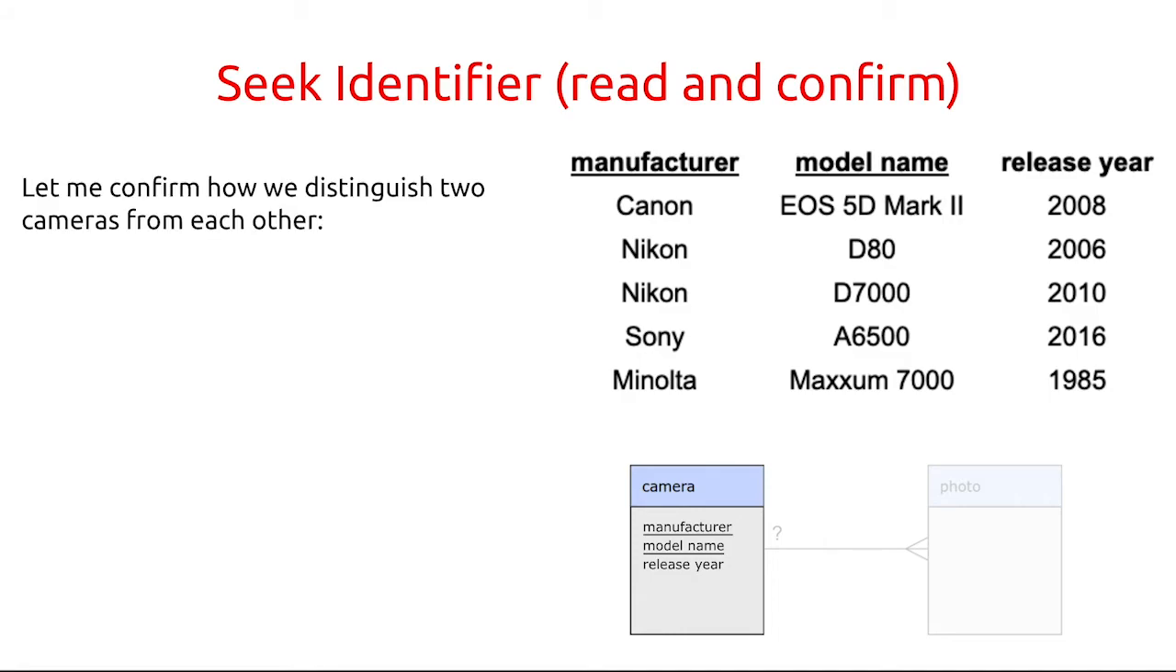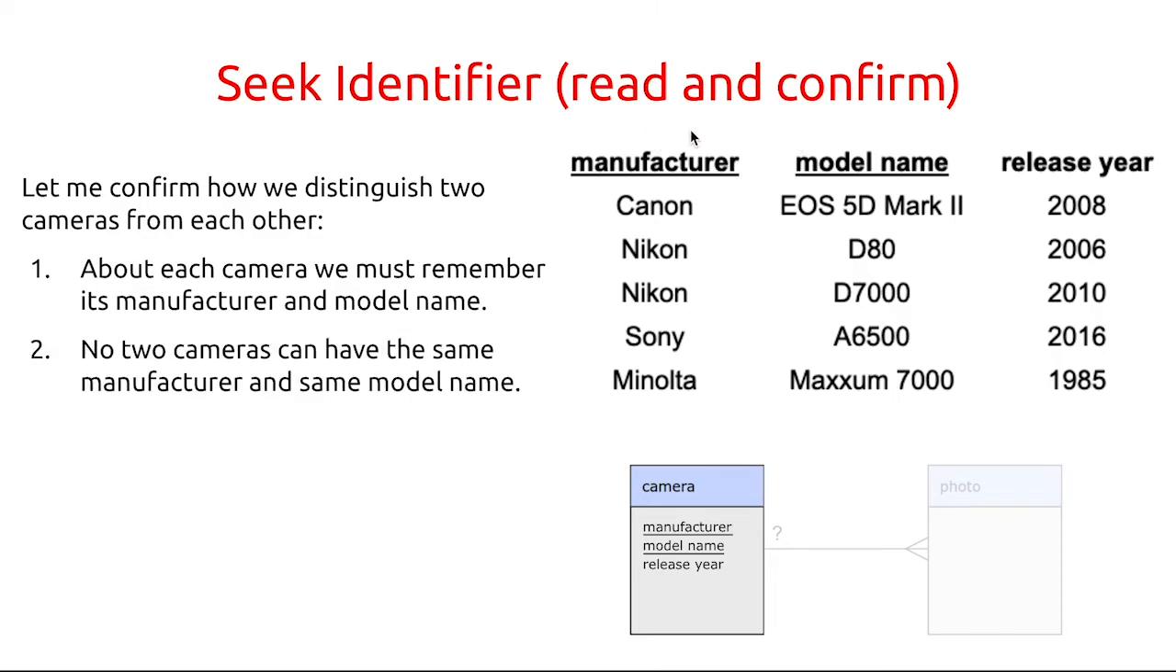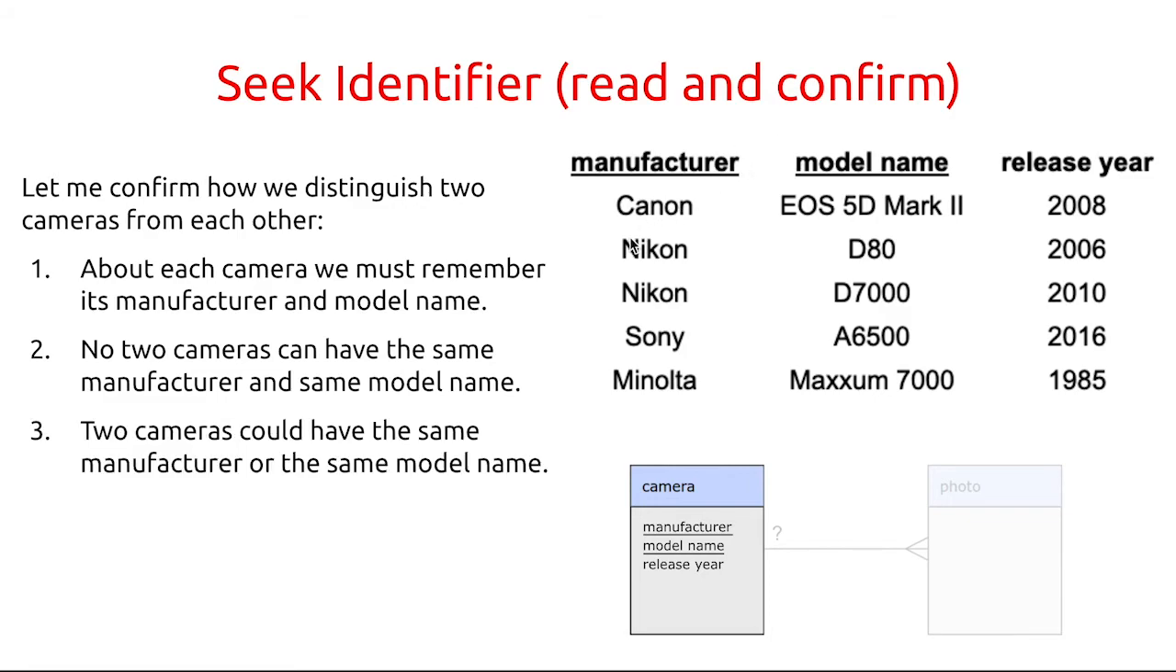Let me confirm how we distinguish two cameras from each other. About each camera, we must remember its manufacturer and its model name. No two cameras can have the same manufacturer and the same model name. Two cameras could have the same manufacturer or the same model name. That's how you read back an identifier with two bars.